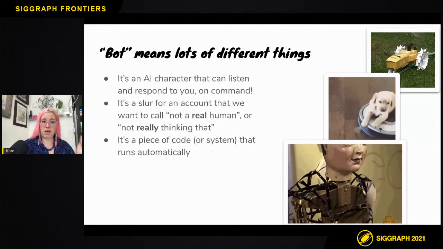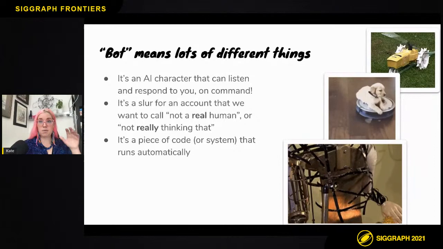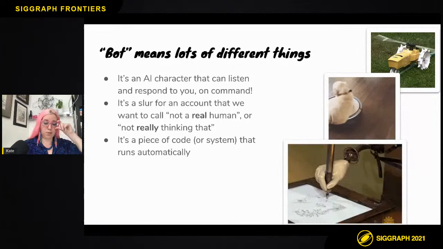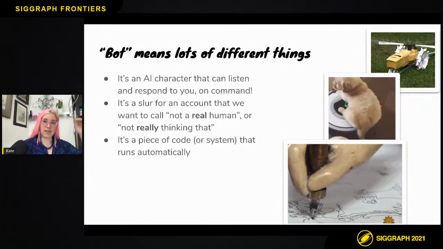So you get bots on Twitter that are AI characters, you get bots on Twitter that are real humans posting disingenuously, and you get bots on Twitter that are cron jobs that just periodically tweet. I didn't put this in my talk, but there's a Big Ben Twitter bot that just chimes the hour and goes bong the correct number of times for each hour.